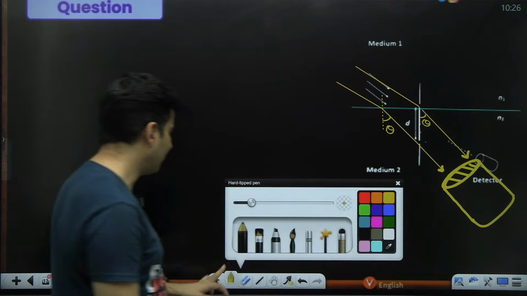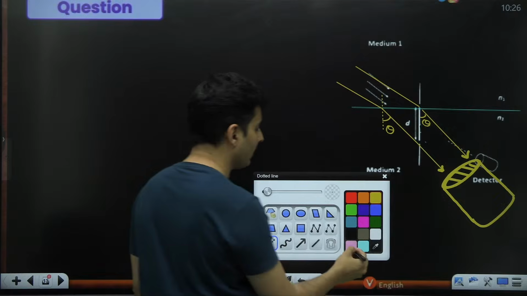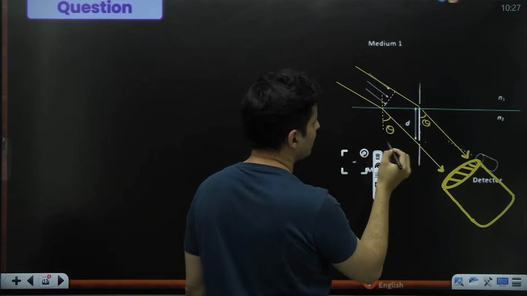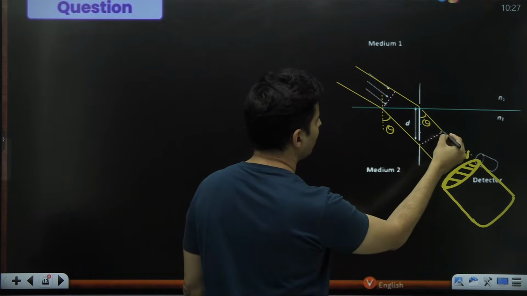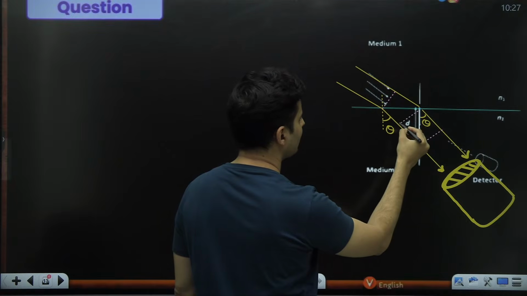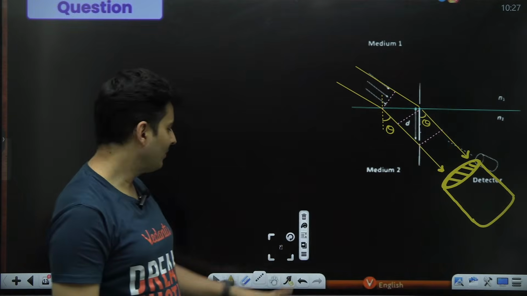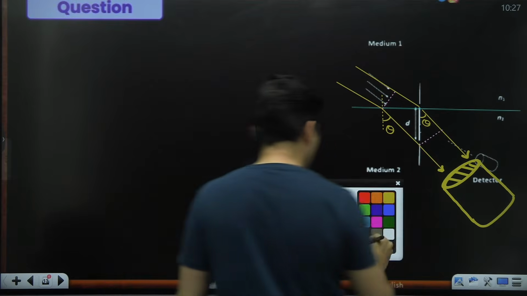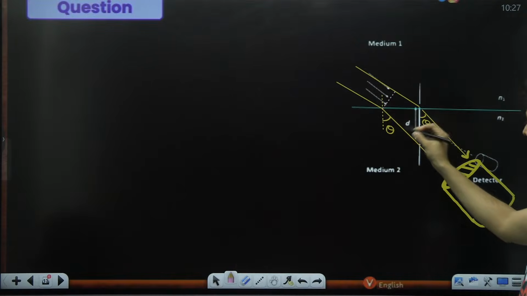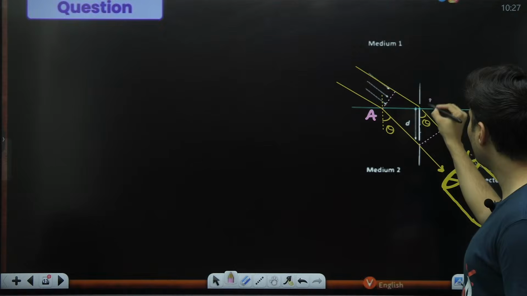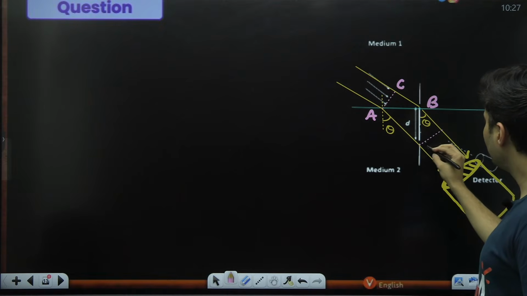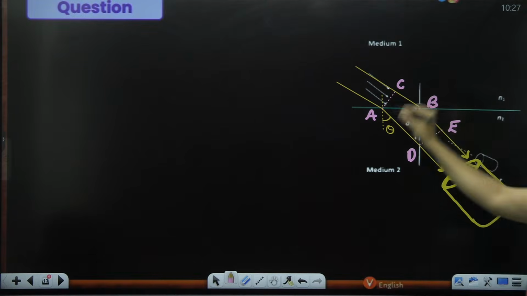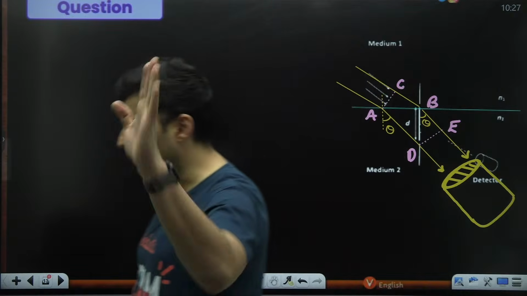So let's try to find out the path difference. To find the path difference, I need some geometrical constructions. First construction, maybe draw a perpendicular here. Second construction, drop a perpendicular over here. And maybe third construction, drop a perpendicular over here. Or maybe that is not even needed. This much is enough, I feel. Let me start marking these points: let me call this A, this B, this C, this D, and this E. I have just marked all these points.